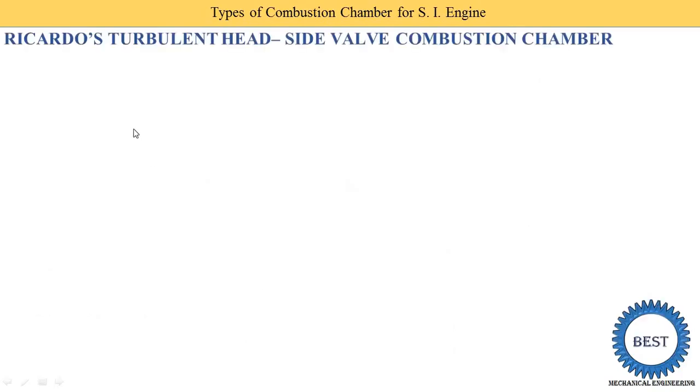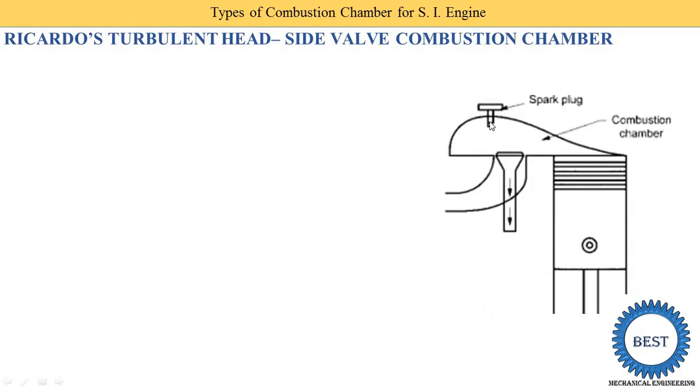Now next is the Ricardo turbulence head, also known as the side valve combustion chamber. So this is the image. It is similar to the L shape, but in this cylinder head the shape is changed. In the L type it is straight, but in the Ricardo type its shape is curved. So this part is known as the combustion chamber. Here the valve is provided and this is the spark plug.